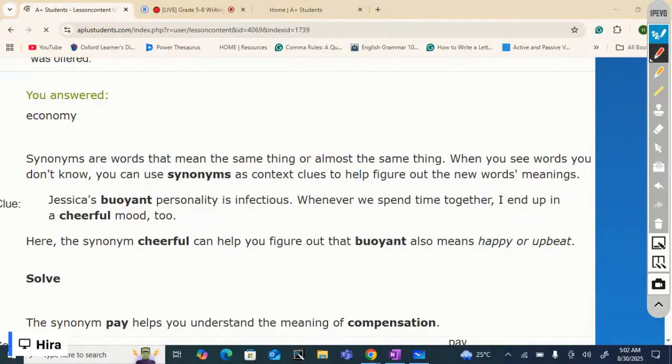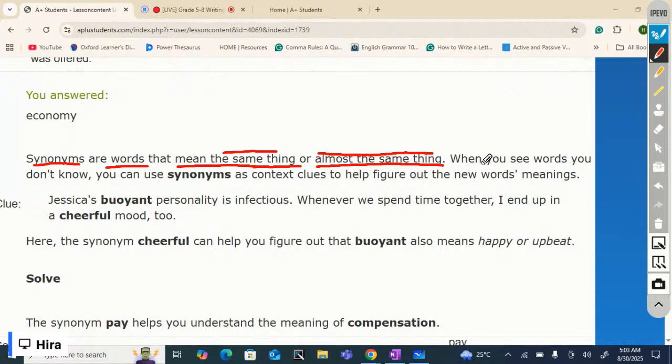So, we'll determine the meaning of words using synonyms in context. What are synonyms? Synonyms are words that mean the same thing or almost the same thing. Or you can say synonyms are words that have the same meaning or almost the same meaning. Sometimes synonyms don't have exactly the same meaning, so we say almost the same meaning.